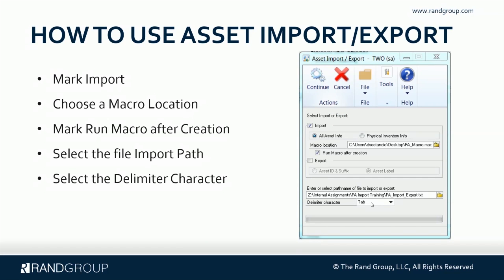To use the Asset Import-Export tool, mark Import. Then choose a macro location and don't forget to put .mac at the end of the file name. Mark the Run Macro After Creation checkbox. Select the file import path, and then select the delimiter character. If you are using a text file, please select the delimiter character of tab. If you are using a CSV file, please select the delimiter character of comma.